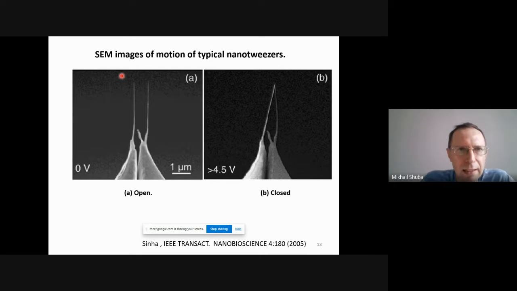Here you can see scanning electron microscopy images of the motion of typical nanotweezers. Nanotweezers are a type of probe that is driven by the electrostatic interaction between two nanotubes on a probe tip. For example, this nanotweezer is open when the applied voltage is 0, and when the applied voltage is more than 4.5 volts, the nanotweezer is closed. So nanotweezers can be used for manipulation and modification of nanoscale objects and biological systems such as DNA.